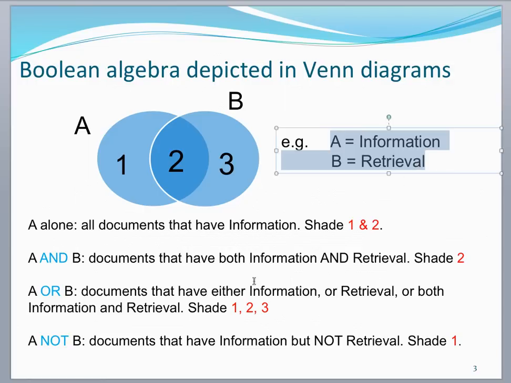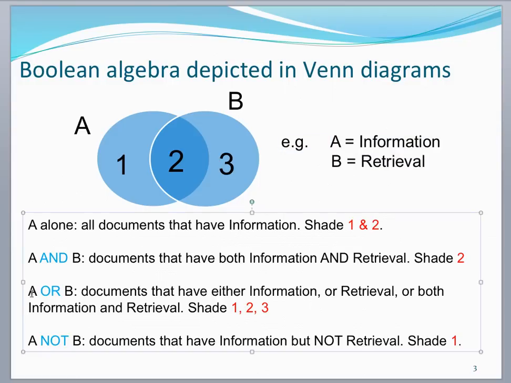What about if we use the operator OR, the third diagram right here? Well, if we use A or B, we will be retrieving 1, 2, and 3, because we're going to say information or retrieval. So we will be retrieving all the documents that have information, all the documents that have retrieval as a keyword, and all documents that have information and retrieval. So this will be a high recall search.